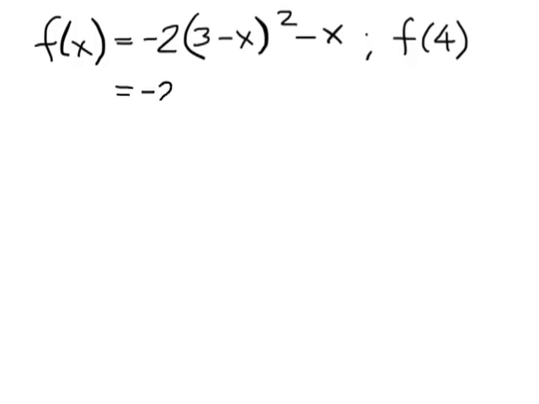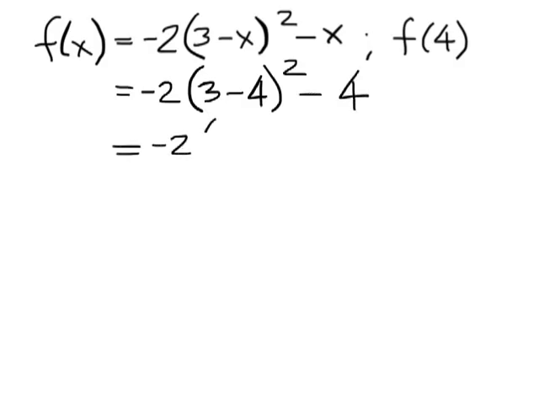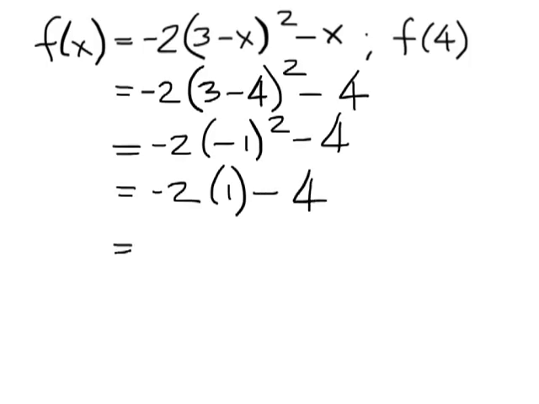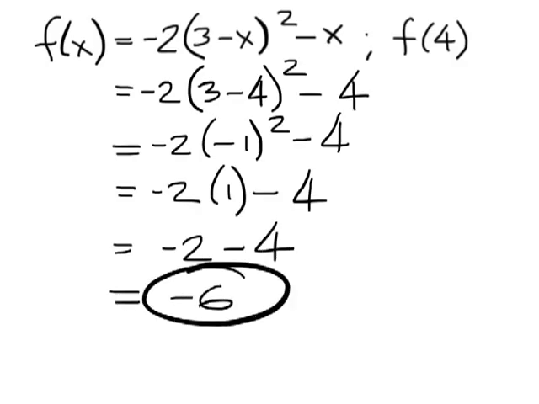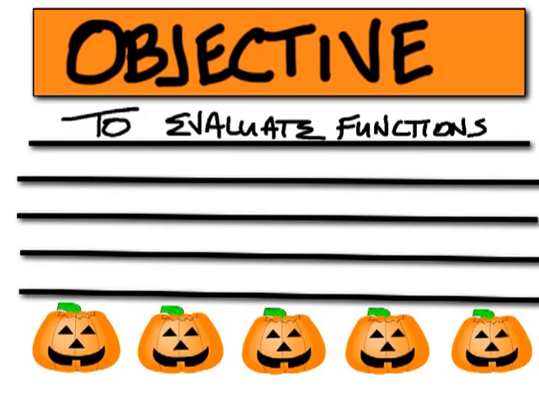Okay, so you should start with -2 times the quantity squared of 3 minus 4, close the quantity, and then minus 4. So inside the parentheses, that's a -1. -1 squared is +1. -2 times 1 is -2, and then minus 4 should be a -6.